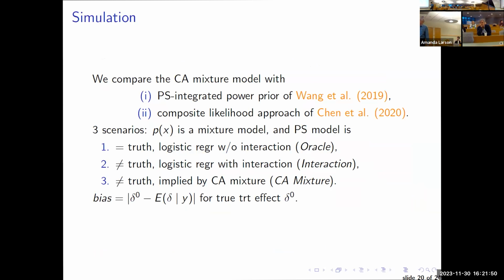So there were three big scenarios that we used. In one scenario, we call it the oracle scenario, we simulated essentially using a model that's underlying the use of propensity scores. So in this case, that should really favor the use of propensity scores. The other two scenarios were implicitly using propensity scores that did not use the assumed model.